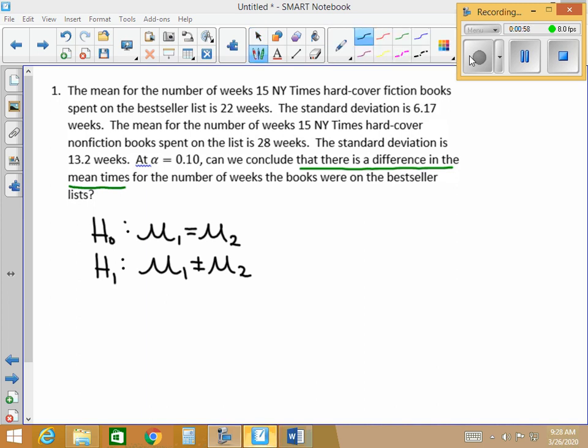Now, my two sample sizes: there were 15 hardcover fiction books and 15 hardcover nonfiction books. So for my degrees of freedom, if I subtract one from each sample size, I get 14. I pick the smaller of the two numbers, and the smaller number between 14 and 14 is 14. So I have my degrees of freedom being 14. My level of significance is 0.10 here.